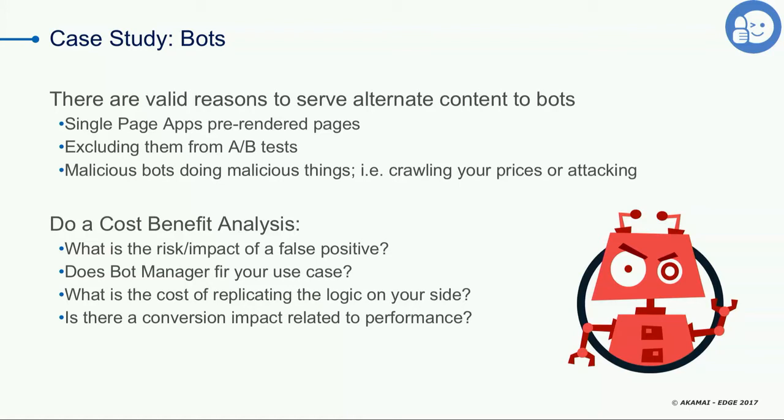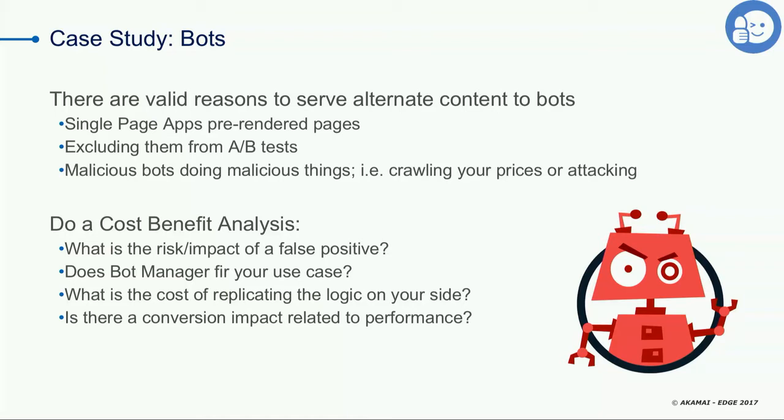The final good example is bot management. Again, think of Akamai as a proxy. If you get a request, there are a lot of valid use cases why you want to serve an alternate response to a user. But if you think of Akamai as a proxy, we're closer to the user, so we can detect it. If you have a single page app and you need to send a pre-rendered version of that page, you can move that logic to the edge. If it's a malicious bot and you just want to deny the request, we are closer to that bot. We can absorb that traffic for you.